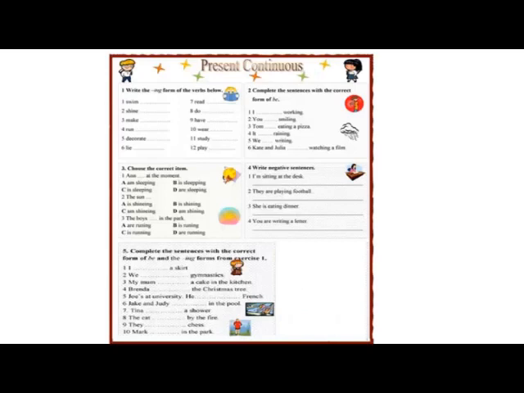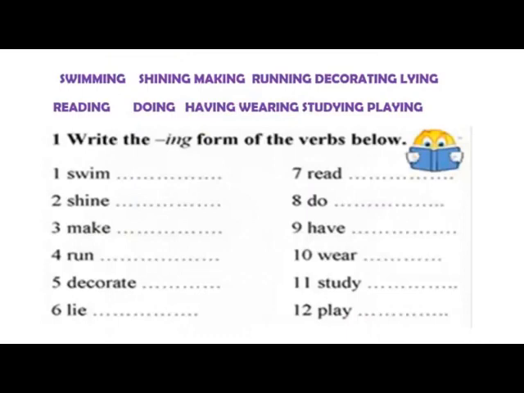The present continuous, this is your activity, right? What we are going to do? ¿Qué es lo que vamos a hacer? Write the ing form of the verb below. Vamos a escribir el verbo, pero con ing. Pero hay algunas reglas que debes de saber. For example, when the verb has only one syllable, cuando el verbo solamente tiene una sola sílaba, por ejemplo, swim, tenemos que duplicar la última letra y le agregamos el ing.